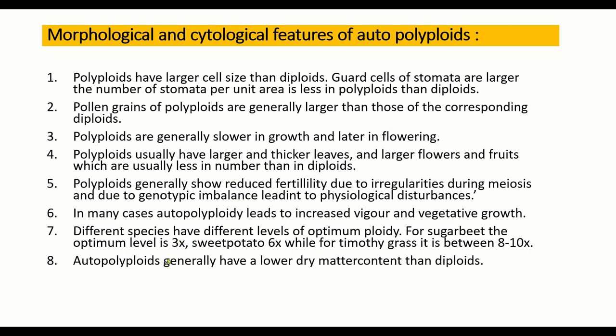Since they are yielding more, their fruit size is larger at a higher ploidy level, but you don't have to go for an unnecessarily high ploidy level; you have to go for the optimum ploidy level. Autopolyploids generally have lower dry matter content than diploids. Most autopolyploid species have more moisture content than dry content. When it comes to dry content, diploids have more when compared to autopolyploids.